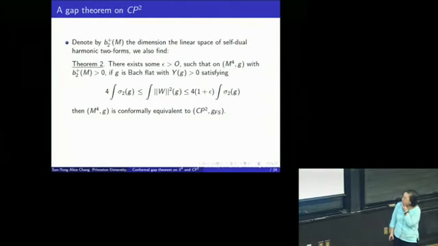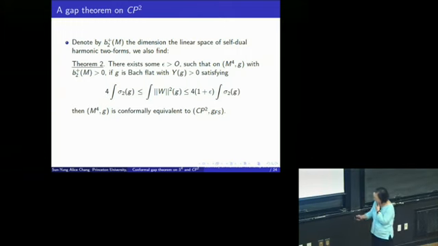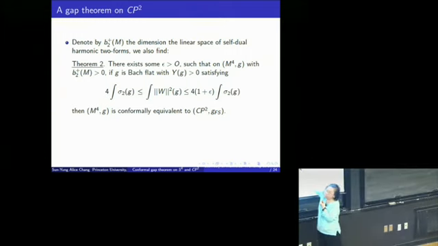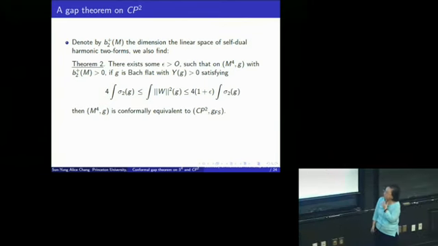So now the second result I have to report is a little bit of a gap theorem on CP2. This B2 plus, of course, is from intersection theory, but let me think about it as the dimension of the self-dual part of harmonic two-forms, the Betti number. And so what we say is there exists an epsilon. We would like epsilon to be 1, but we don't know. If this comparison is between 1 plus epsilon and 1, then it's conformally equivalent to CP2.